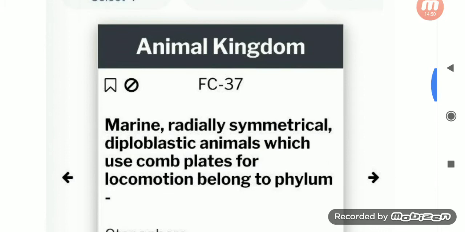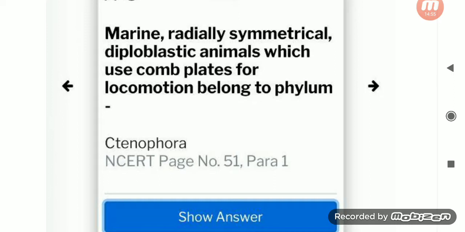Marine radially symmetrical diploblastic animals which use comb plates for locomotion belong to phylum Ctenophora.